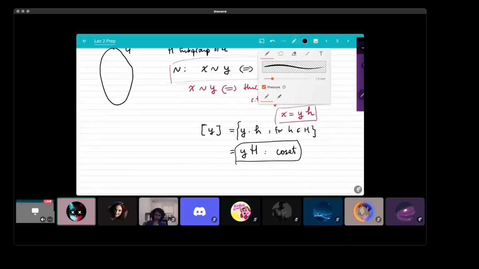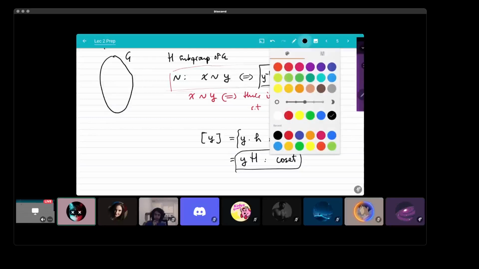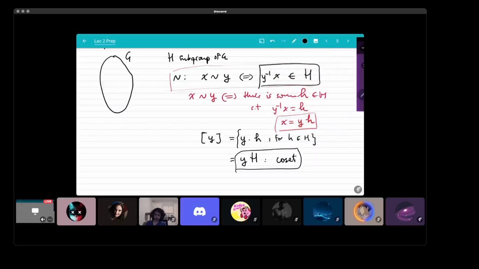So the previous results applied to this said that the equivalence classes partition the whole set. So what it means is G here can be partitioned as equivalence classes, and the equivalence classes are cosets. So AH, BH, and so on, GH.